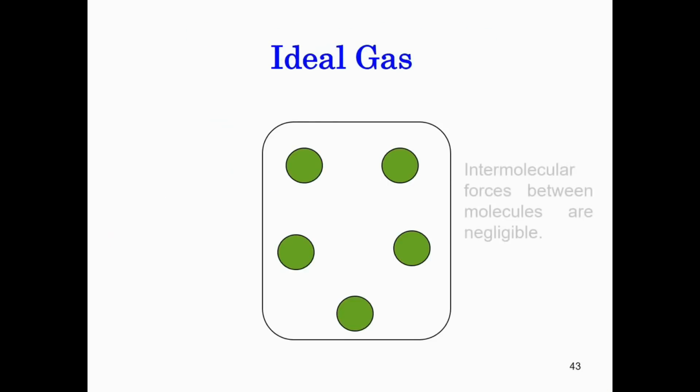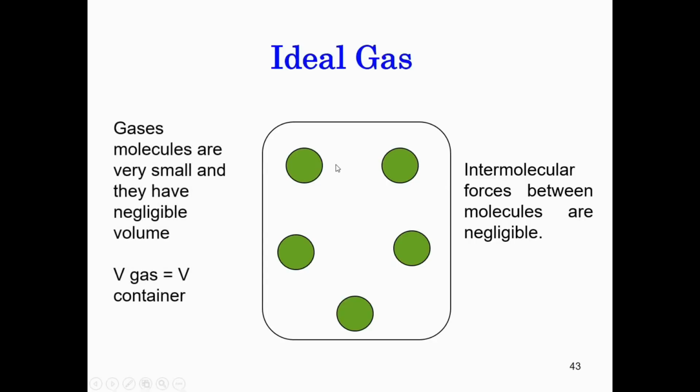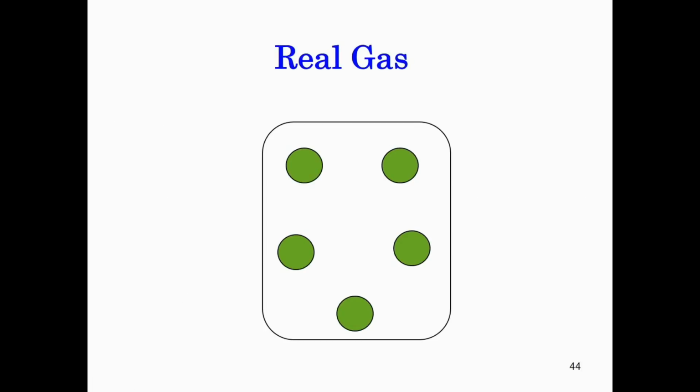So for ideal gas, we all know that between particles, there is actually intermolecular force between each of them. But for ideal gas, we will ignore the intermolecular forces that exist between each gas particle. And gaseous molecules are very small and they have negligible volume. So we assume that the volume of gas is actually the volume of container. We don't take into account the volume of the gas particle. So we will just make assumption that if we have 1 liter of container, we will also have 1 liter of gas.